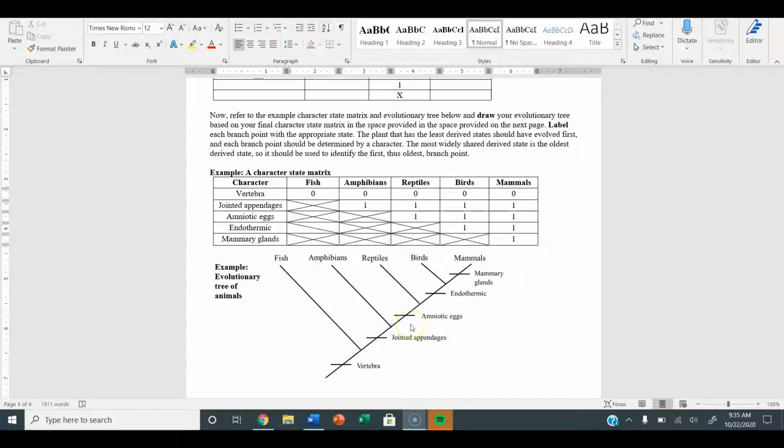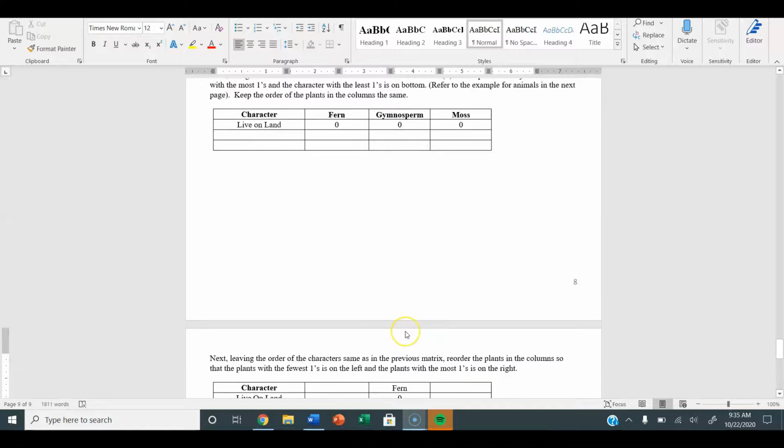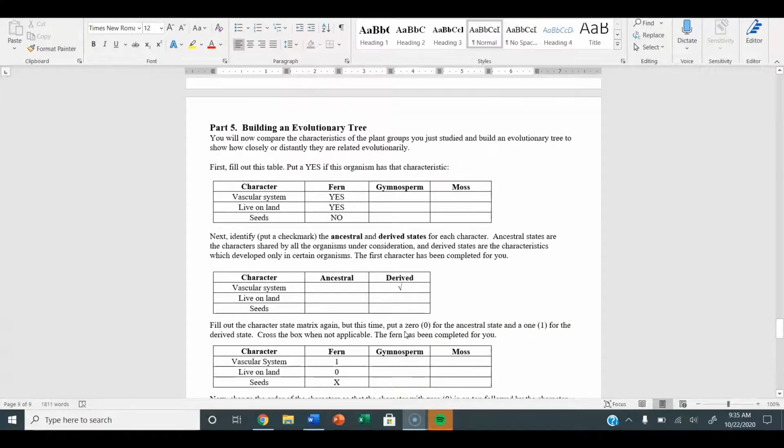Otherwise, I'm going to continue and I'm going to go through those tables and show you how to do that. So the three groups of organisms we were dealing with are the ferns, the gymnosperms, and the mosses. And the three characteristics we want to look at are: do they have a vascular system? Do they live on land? Do they have seeds? And so I put these characters in a random order, and these three groups of organisms are in a random order.